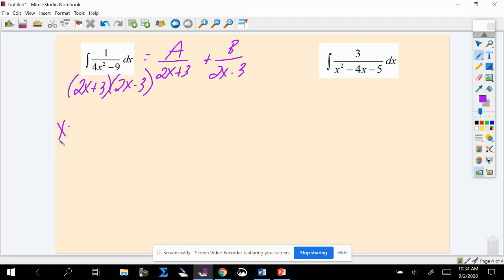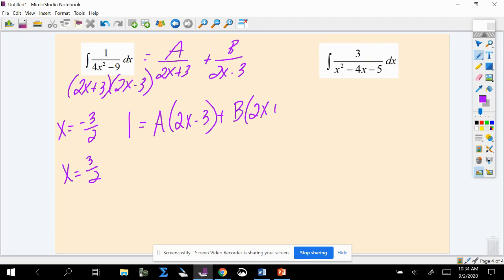When I pick my x's, I'm going to pick negative 3 halves and positive 3 halves. You're always going to get 1 on the left side since there's no variable there. My a is going to go with 2x minus 3. My b is going to go with 2x plus 3 when I clear fractions. When I put negative 3 halves in, that's going to cancel the b term, so I'm going to go to the a term. So if I put in 2 times negative 3 halves and then minus 3, I get negative 6, so I get 1 equals a times negative 6, so a is negative 1/6.